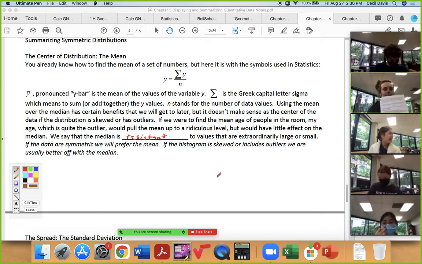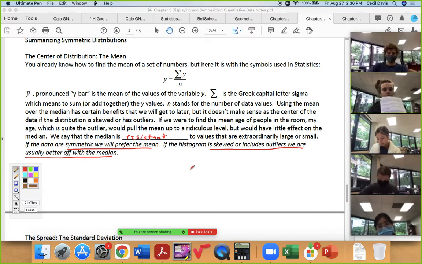Okay, so just remember, if the data are symmetric, we prefer the mean. If the data is skewed or includes outliers, we're better off with the median. That's what you need to know. And I think we actually talked about that a little bit in pre-algebra.